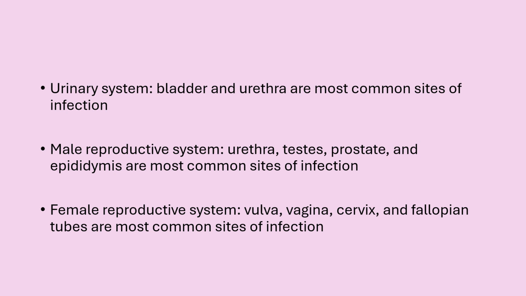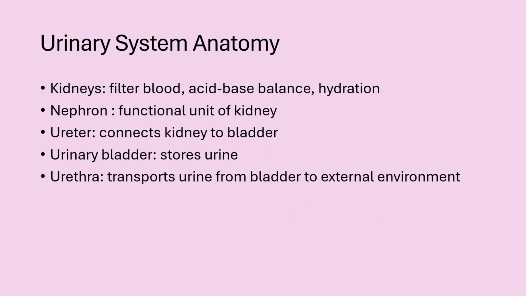In the urinary system, the bladder and the urethra are the most common sites for infection because that's what's closest to the external environment. In the male reproductive system, the urethra, the testes, prostate gland, and epididymis are also common sites for infection. In the female reproductive system, the vulva, vagina, cervix, and fallopian tubes are the most common sites for infections to occur. With the urinary system, you have just basic anatomy here.